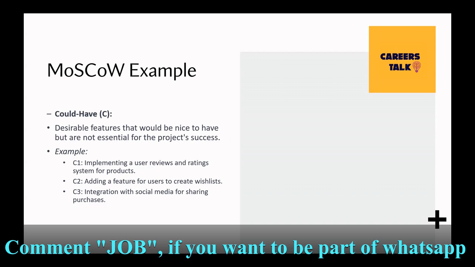Could have is again a lower priority than should have. So these are the desirable features, and it would be nice to have them, but they're not so essential for the project to succeed. Again, for an e-commerce website, take implementing user reviews. If the user is able to put in reviews and ratings, then looking at those reviews and ratings, maybe I can get more new users. So this is a could-have feature. It's definitely desirable, because if it's a new user to the e-commerce website and they're not aware of the product, then probably looking at the reviews, they can end up buying that product. So it's a desirable feature, but not so essential compared to the must-have and should-have things.